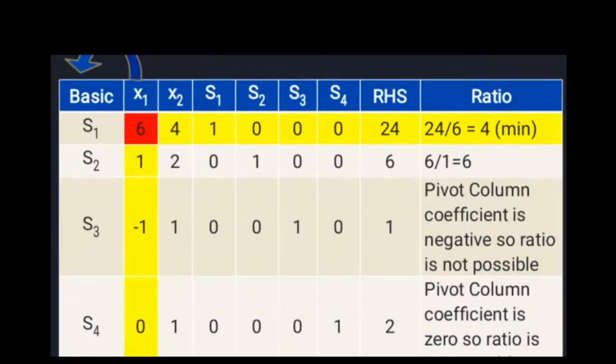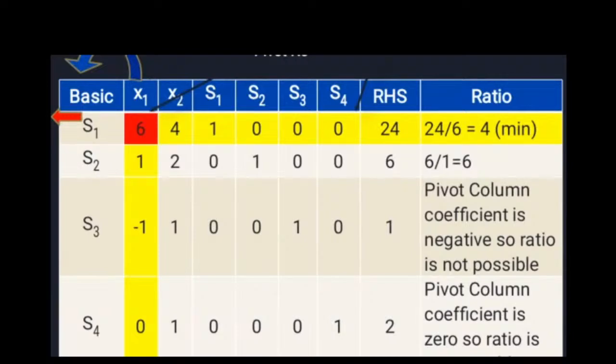So then we have to find the ratio. So how to find the ratios? We have to divide the right hand side values by the corresponding pivot column value. So 24 divided by 6 is equal to 4, and the other ratios can be found in the same way. Then we have to find the pivot row as well. The minimum value the ratio column contains would be the pivot row. So the S1 row contains the minimum value, which is 4. So S1 will be the pivot row.